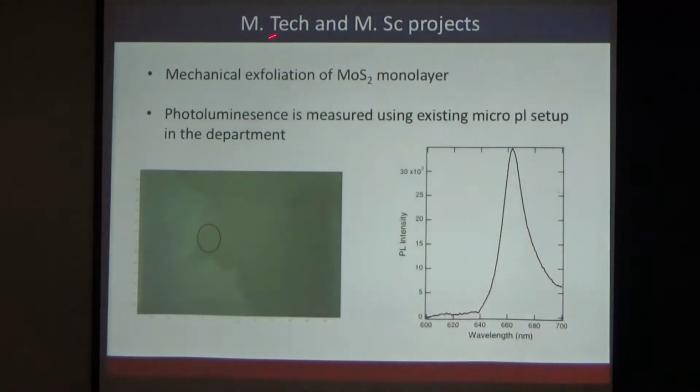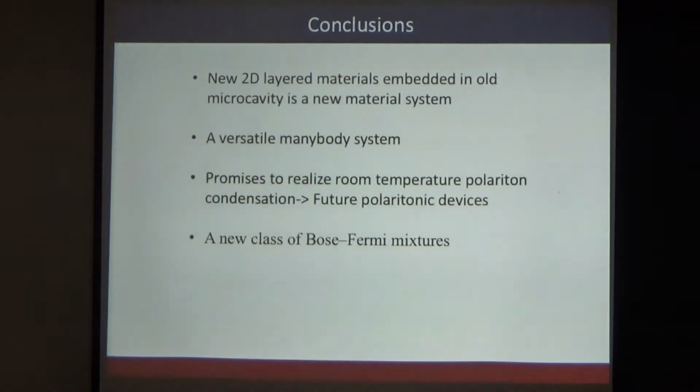This is another sample where we also tried mechanical exfoliation, and we got some photoluminescence from a pre-existing setup there. So, we had a micro-PL setup and are trying to realign it to get photoluminescence from individual samples. The conclusion is what I think was already mentioned.